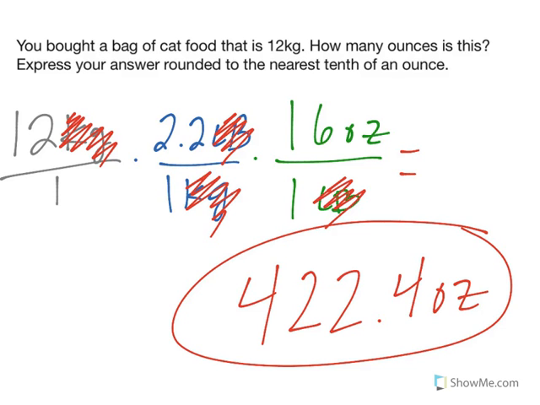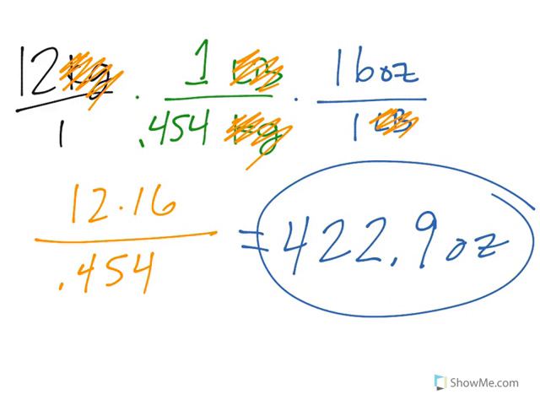So when we did it the other way, we had 0.4. This way we had 0.9. So you can see again we're off by 5 tenths of an ounce, which is not half an ounce, not bad at all. But if you're doing problems with somebody else, it may cause confusion. So always double check what conversion factors you are using.